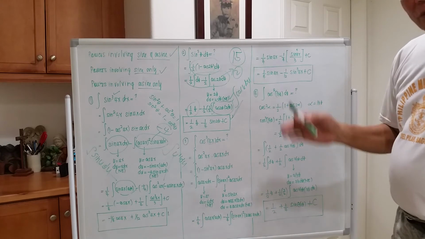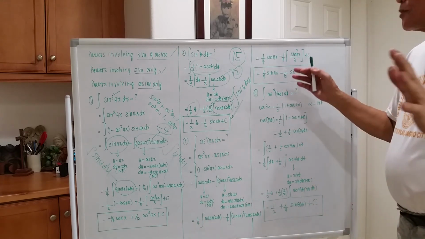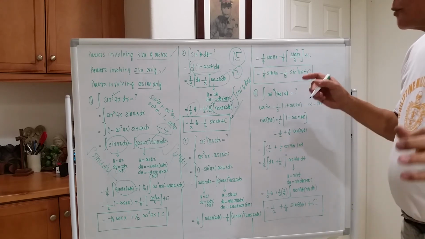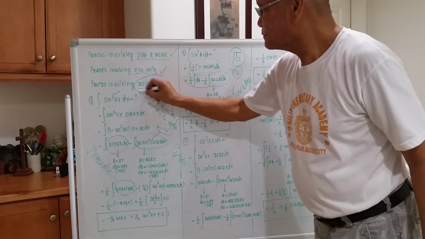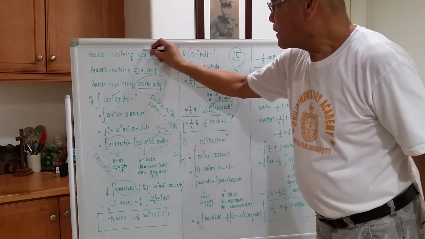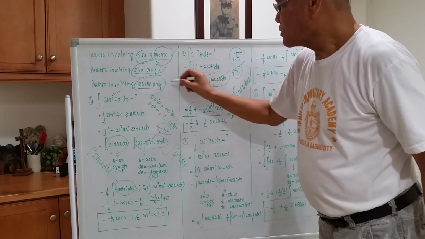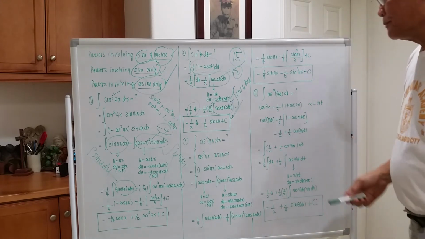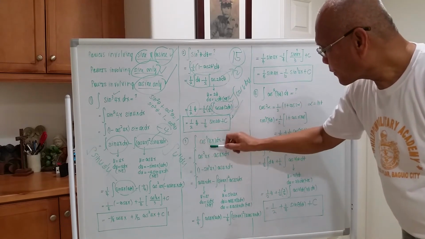It's easy if you know your identities. Okay, let's proceed with example number 3. This now involves a problem with cosine only. We are now through with sine, so we'll go with the cosine only. Example number 3: the integral of cosine cube of 4x dx.